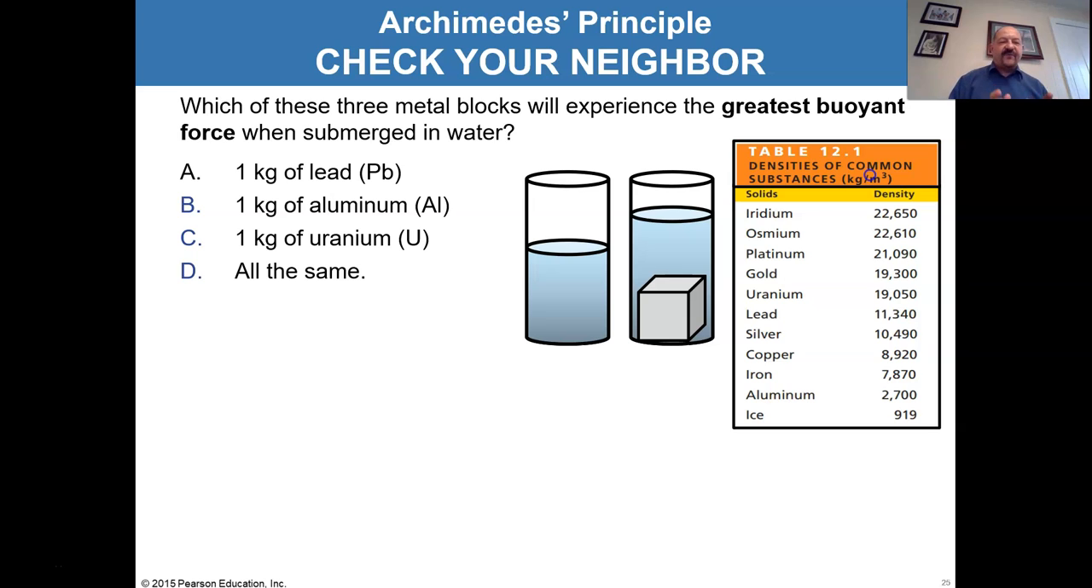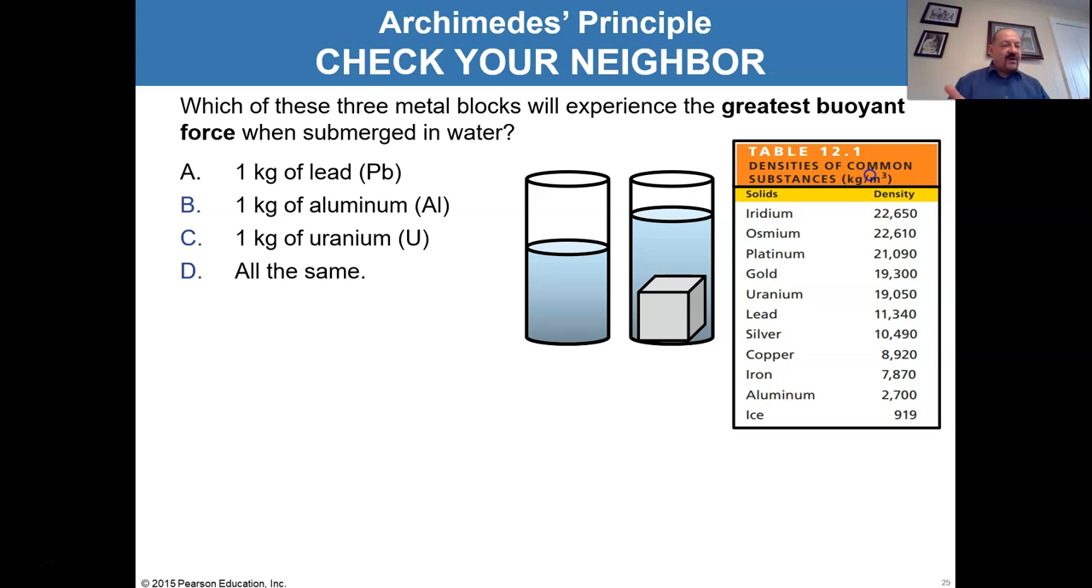The greatest buoyant force is not calculated by anything related to the weight or the mass of the object. It's the volume that the object displaces in terms of water and how much that weighs. Well, they gave you a table of densities here, and if you look at the table, you can see that aluminum has a density of 2,700 kilograms per meter cubed, or 2.7 grams per cc.